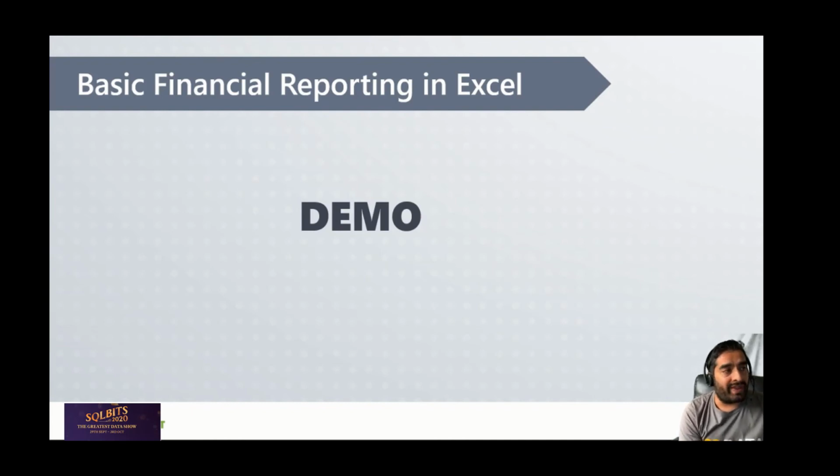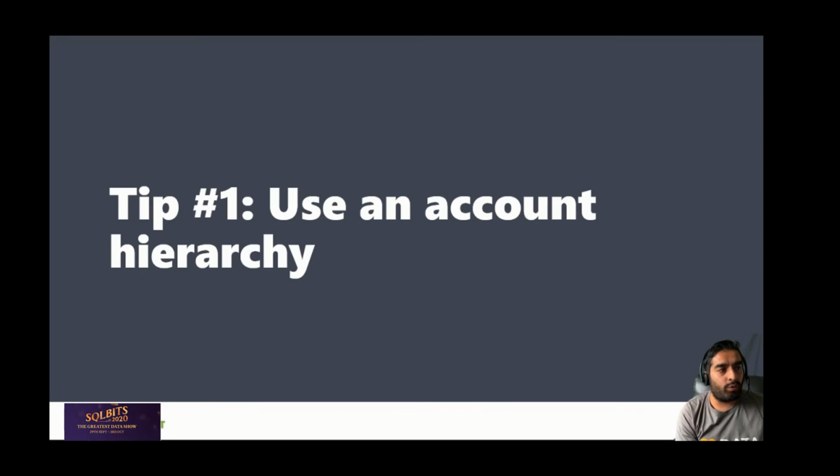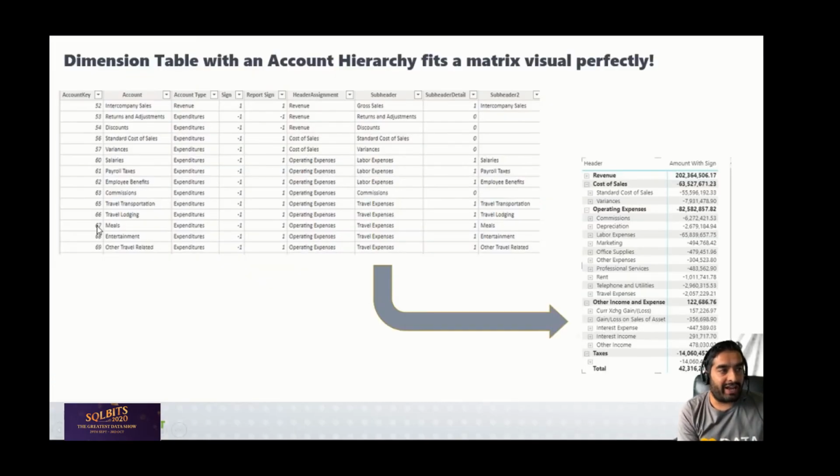So we started with a demo of financial reporting in Excel, very high level. There's more detail on that in some other things. The first tip was to use an account hierarchy. This was taking your account table and making sure you have attributes such as the subheader and header that reflect what you want to drill down on in your income statement. Just have those as columns in your account table, have an account hierarchy, and that will allow you to generate that matrix of income statement.